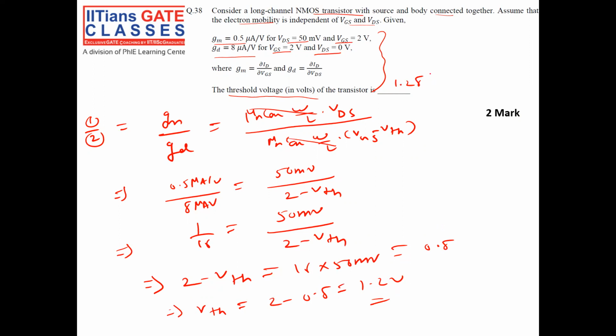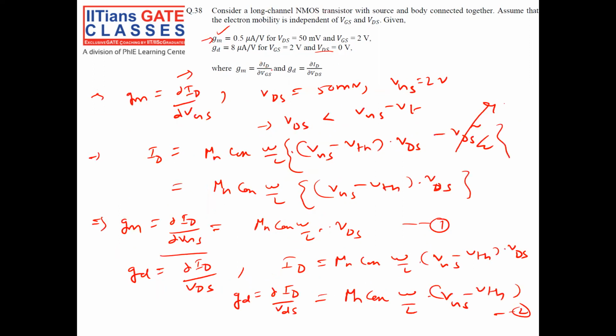So it's a very easy question, right? The only thing in this is you have to understand that the transistor is operating in the linear region. So you have to put this equation while calculating GM and GD, right? Then everything is straightforward. Okay, let's see the next question.